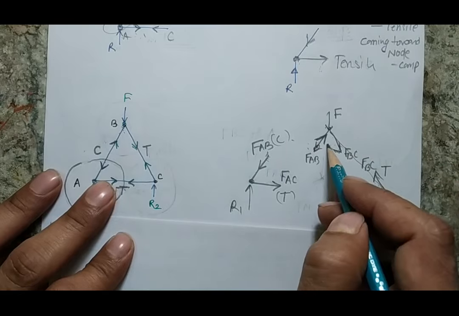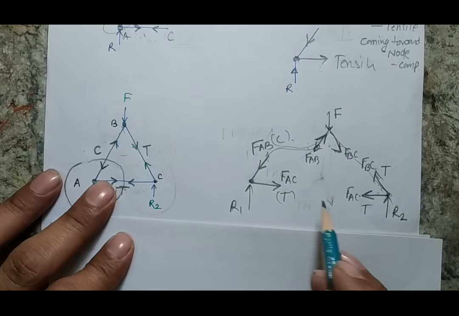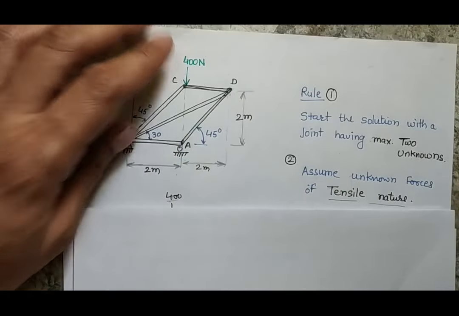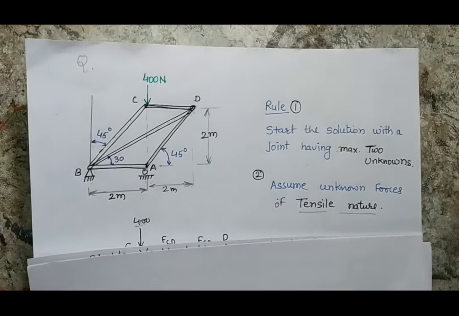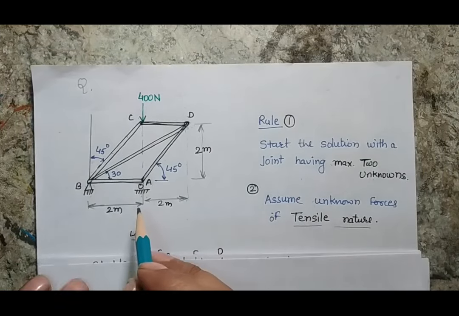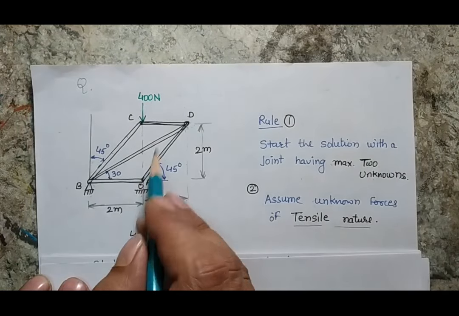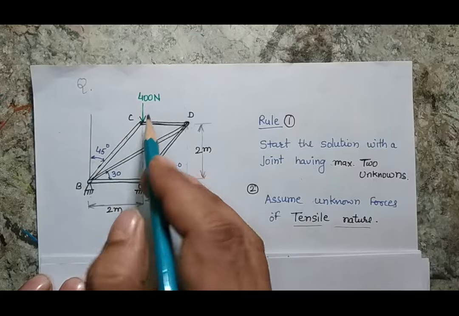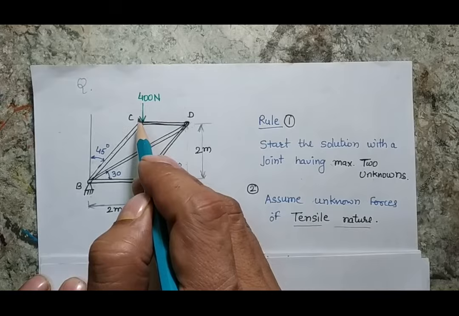I have made the diagram here, but this is basically my complete member and this is my complete member. So now without any delay, let's solve one problem. Here I am showing a problem of a truss. This is a truss made by 5 members: 1, 2, 3, 4, 5. There are 4 joints, 1, 2, 3 and 4, and a force of 400 Newton is acting at point C.